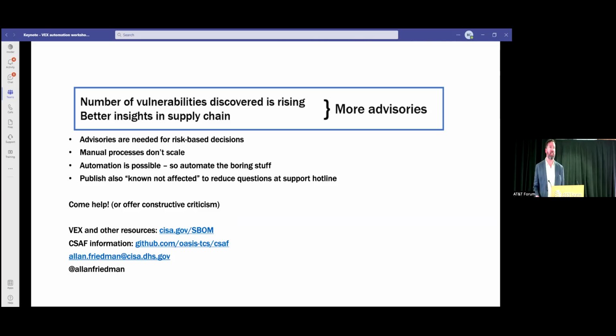So for summing up here, more vulnerabilities are being discovered. Better insights in the supply chain means that we're going to have more advisories. Those advisories, we need to nudge to an expectation that they should be machine readable and automation friendly, and VEX is going to be a key part of that, aligned with the CSAF model.